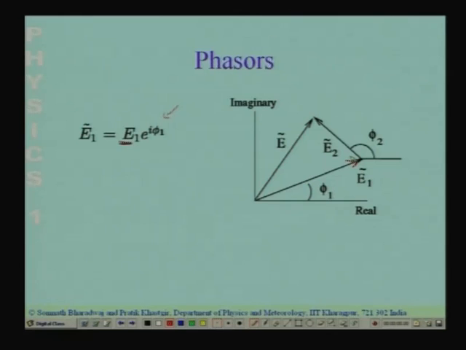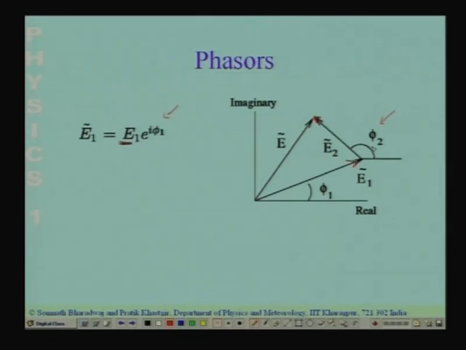So, the vector over here shows the phasor E1. Similarly, a phasor E2 can also be plotted. So, we have plotted the phasor E2. It makes an angle phi 2 with the x axis, as you can see here, and it has a length which is the amplitude of the complex number E2.